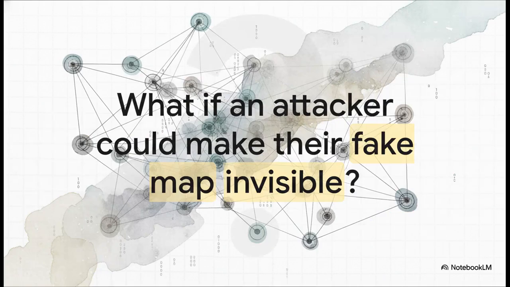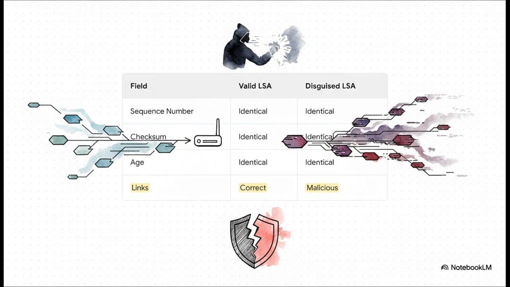But what if you could be really clever about it? What if you could craft a lie so perfectly that the victim doesn't even see it as a lie? What if your fake map looked just like a harmless echo of the real one? This right here is the absolute heart of the attack. An attacker waits for a router to send out a legitimate update. Then they instantly craft a disguised version.